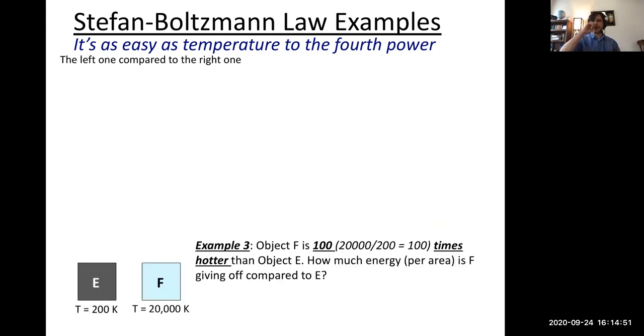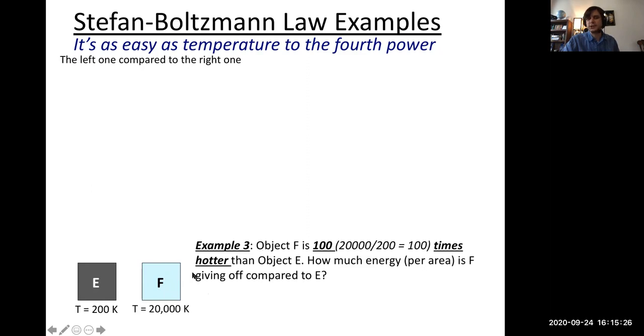And let's do one final example just to show you how insane things can get. So here we have a 20,000 Kelvin temperature object, and here we have a 200 Kelvin temperature object, a very, very hot star to a very, very, very cold nebula, or a planet, something like that. So object F here is 100 times hotter. So 20,000 divided by 200 equals 100. It's 100 times hotter. How much more energy is this square F giving off compared to square E?